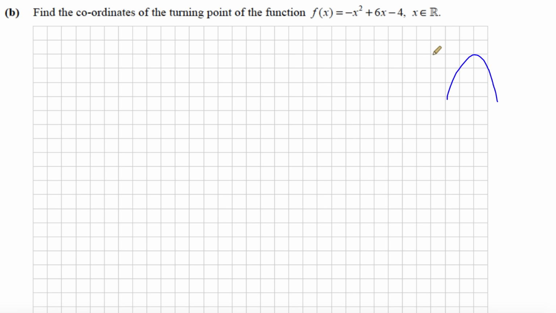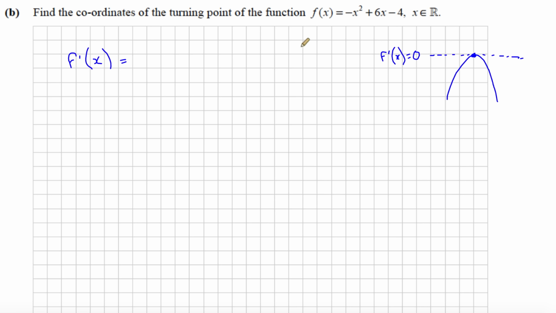We know that at this turning point, the slope of a tangent at the turning point is going to be equal to 0. So at this turning point, the slope of the tangent will be equal to 0. And how do we find the slope of the tangent? Well, the slope of the tangent is f dash x, or dy dx. In other words, we differentiate, we find the derivative. So we can say that the f dash x at this point will be 0. So the first thing we're going to do then is find f dash x.